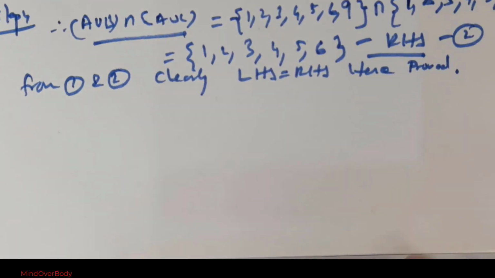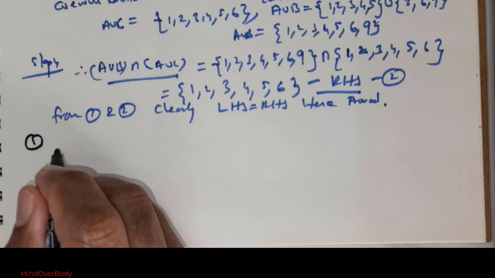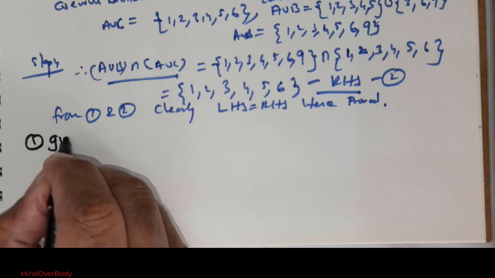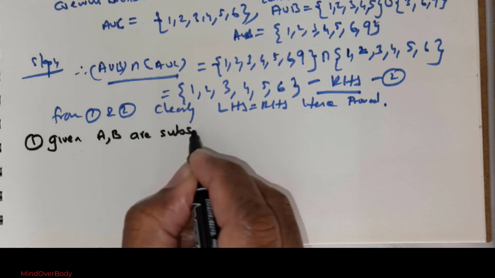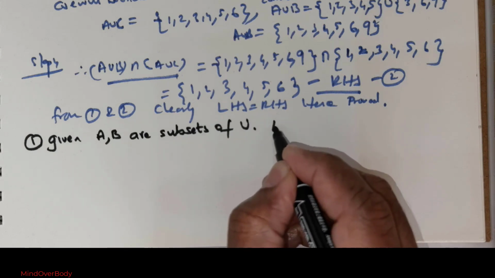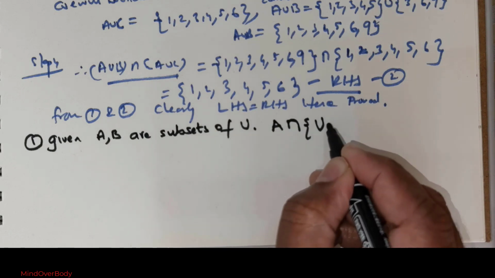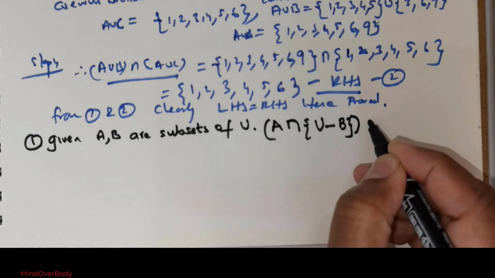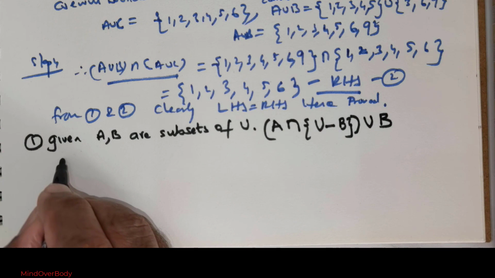Now you have to get the solution for this question in 30 seconds. That is after I have completed giving you the question, along with the choices. So let me start the question. Given A, B are subsets of the universal set, then what is the value of A intersecting with U difference B, and that is having a union with B?